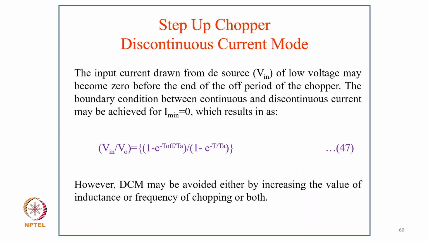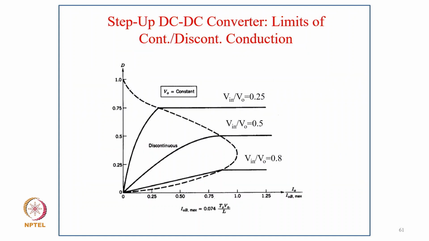So coming to the step up chopper in discontinuous current mode, the input current drawn from the DC source of the low voltage may become 0 before the end of the off period of the chopper. The boundary condition between continuous and discontinuous current may be achieved at I_min equal to 0, which results in V_in upon Vo equal to in bracket 1 minus e to the power T_on upon Ta divided by 1 minus e to the power minus T upon Ta. However, DCM may be avoided either by increasing the value of inductance or the frequency of chopping or both. And these are typically the reasons for discontinuous current in the step up chopper.